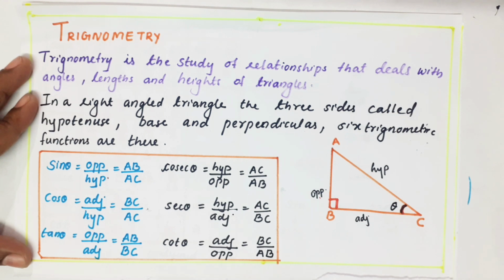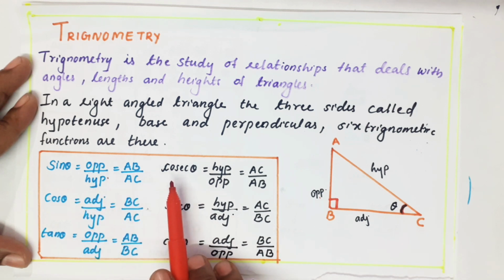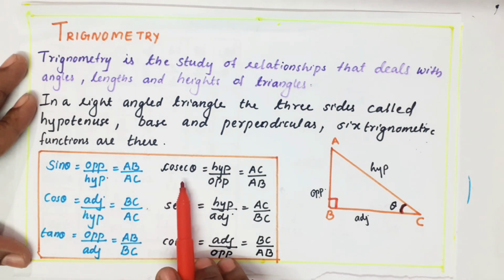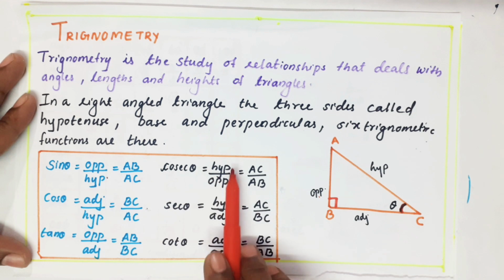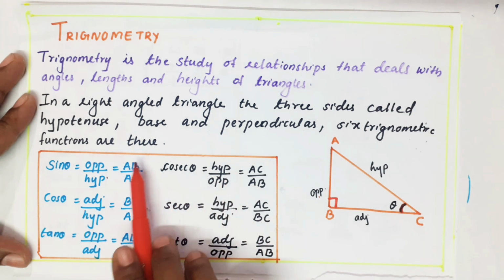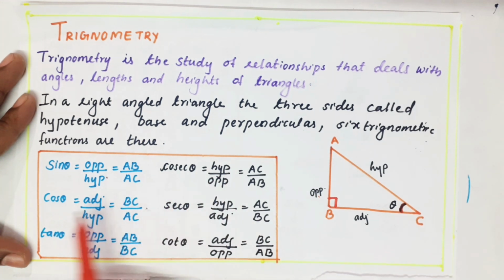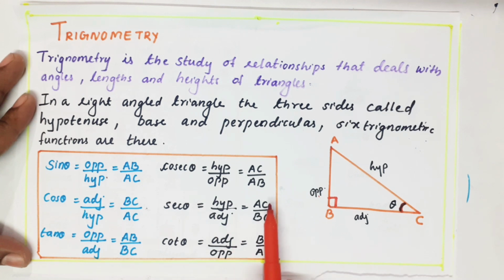We have the co-functions of all these. The reciprocal of sin theta we call by a name, cosec theta. Take the reciprocal: hypotenuse by opposite. Sec theta is the reciprocal of cos theta. Sec theta is hypotenuse by adjacent side, that is AC by BC. Tan theta reciprocal is cot theta, that is adjacent side by opposite side.